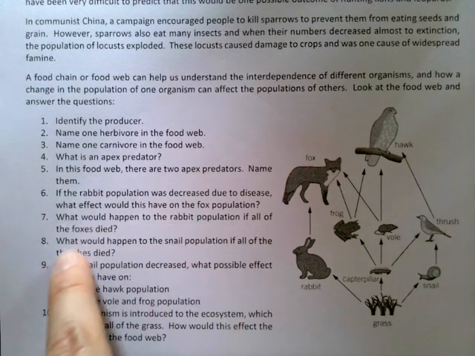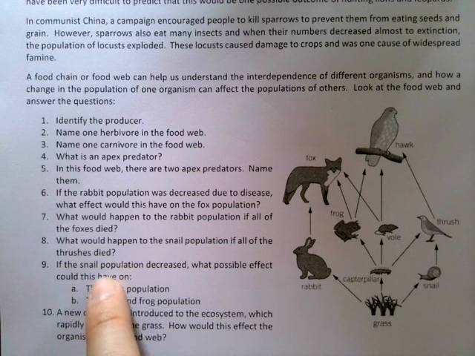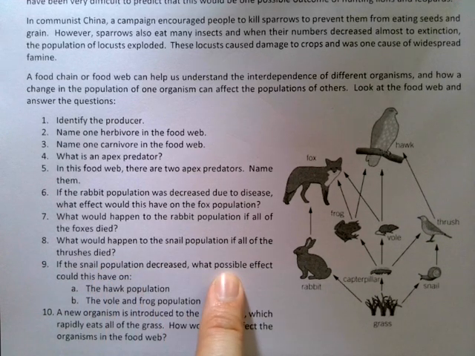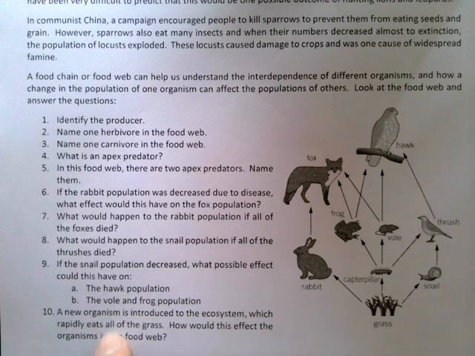Now, 7, I think we should be able to answer that. Snail population, if all the thrushes died, yeah, that's fine. If the snail population decreased, what possible effect does it have on the hawk or the vole and the frog population? I think we should be able to do that. And a new organism introduced to the ecosystem which rapidly eats all of the grass. How would that affect the organisms in the food web?